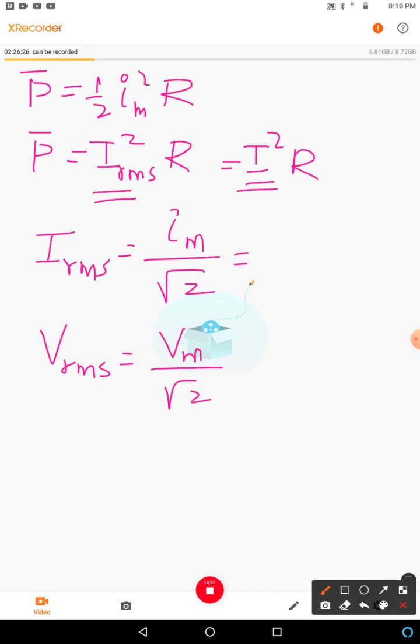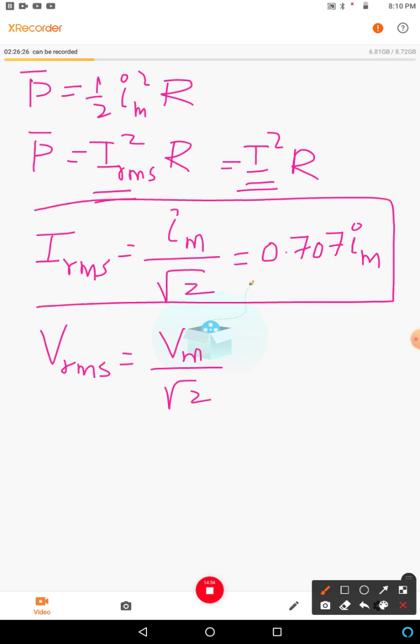If you take the calculator, 1 divided by root 2, root 2 is 1.414, you will get 0.707 into I m. So this equation you should remember, this is very important. The RMS value of the current will be equal to I m by root 2, otherwise that will be equal to 0.707 I m.